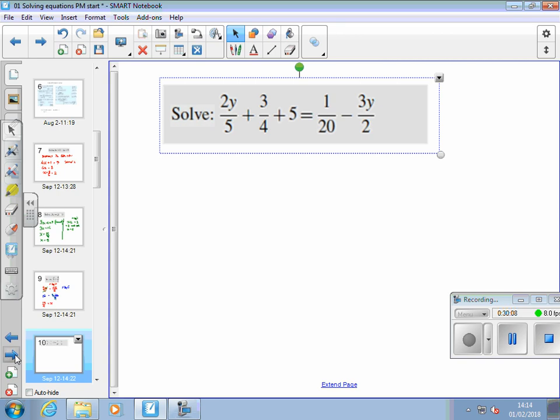20 into 2 will give you, you're going the wrong way. 20 is, isn't it? Yeah? Agreed? Yeah? So what I want to try and do is write all these fractions with 20 underneath.